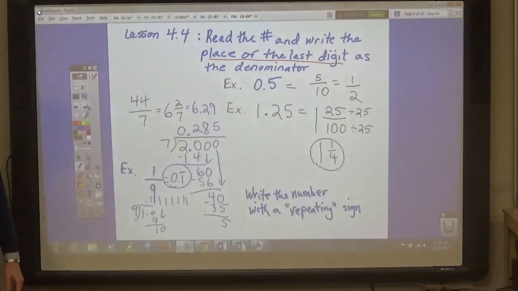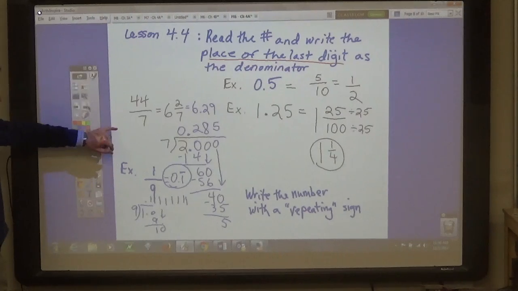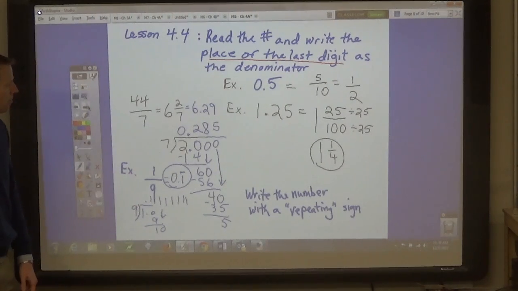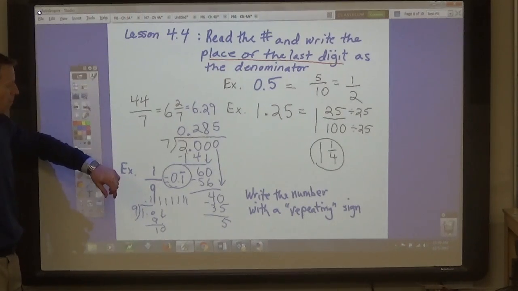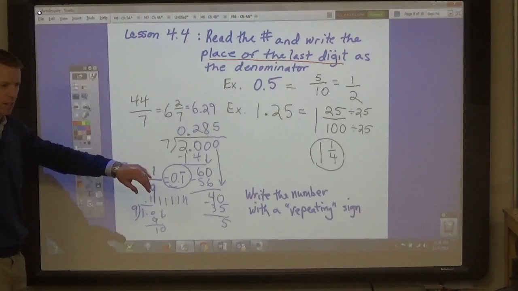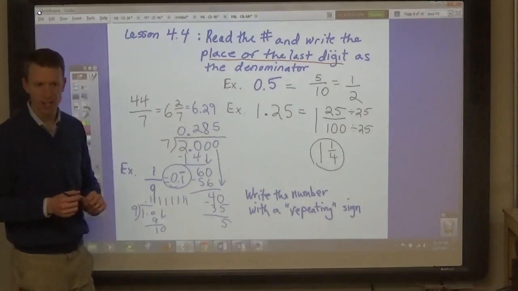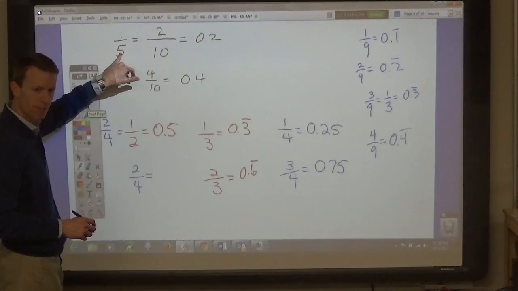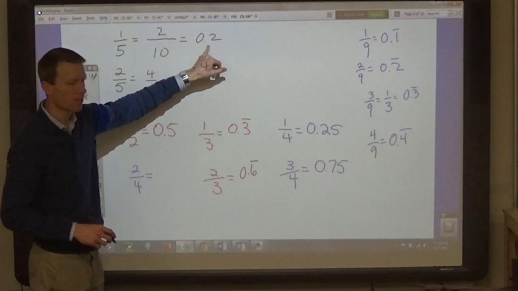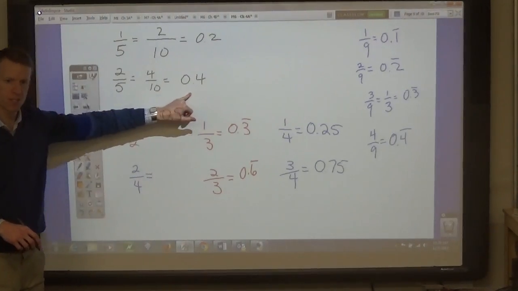Now, if you are starting with 1/9 or 2/7, sometimes you'll run into fractions, and if you divide the fractions, you can get a decimal. So the top number divided by the bottom number equals a decimal. Like 1 divided by 5 is 2/10. And 2 divided by 5 is 4/10.